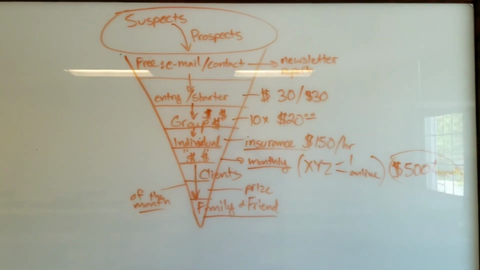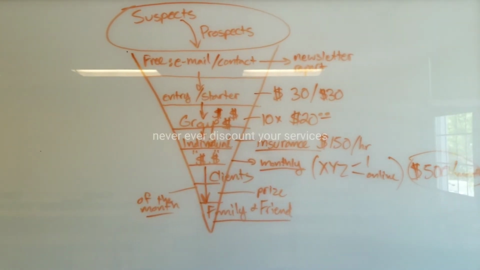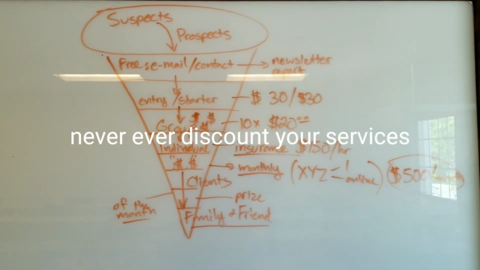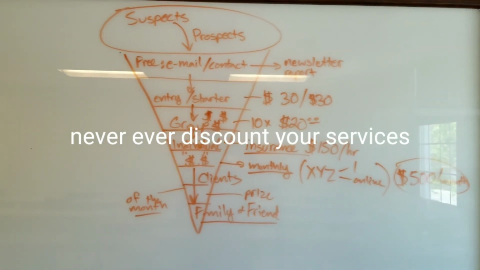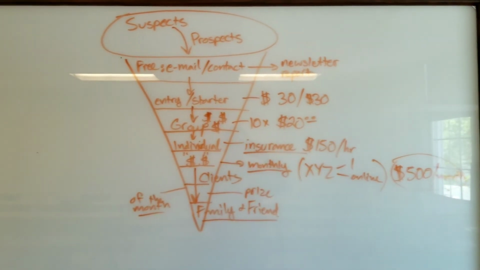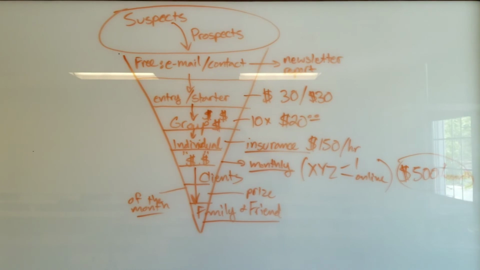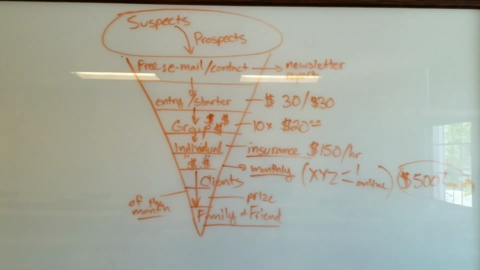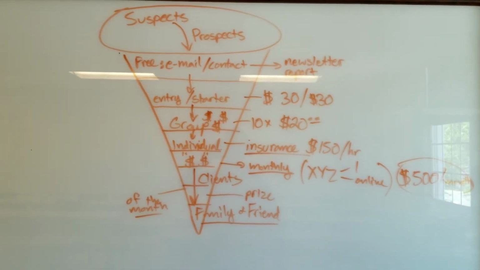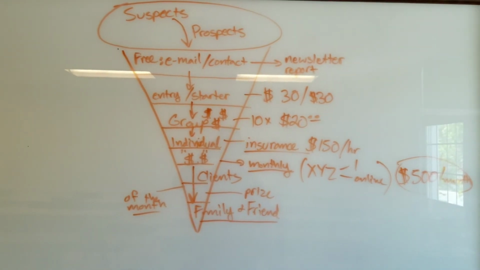So a few things as you're doing this: number one, never discount your services. If you work for $200 an hour, $150 an hour, you're going to stick with that and just break things up so that it makes sense. Guys, don't discount yourself. You're going to work yourself into an early grave doing something like that.